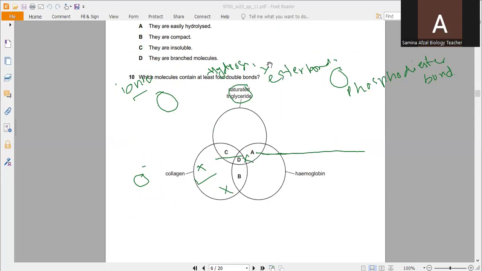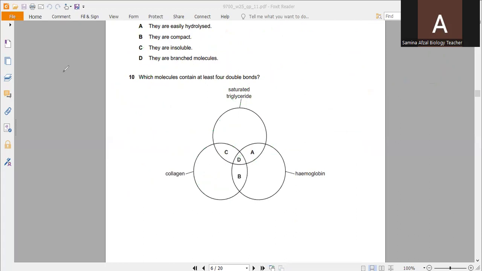Now question number 10 is there. And question number 10 is, which molecule contains at least 4 double bonds? So here, first of all, hemoglobin and collagen. If we observe their structure, then we can find out this carbon and oxygen, they have carbonyl or other double bonds in these molecules.